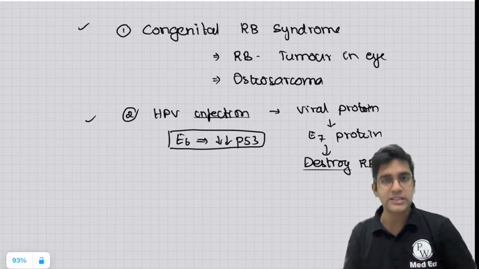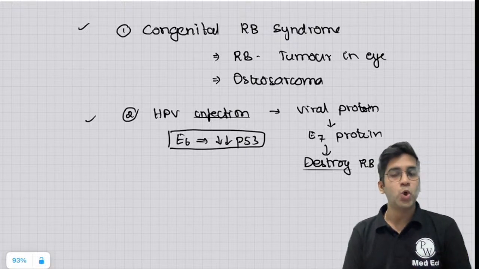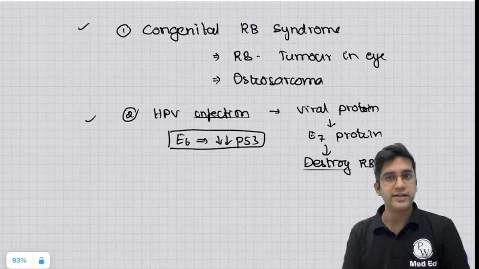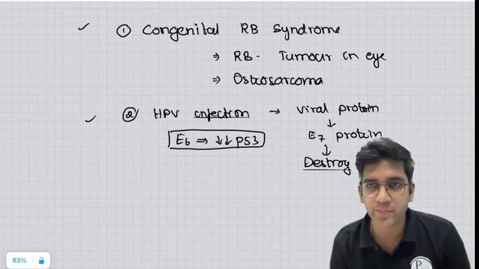Medicos, in the last class, we read about P53. It's also a protein and a gene like retinoblastoma, a loss of function mutation. It's also a tumor suppressor gene, fine?